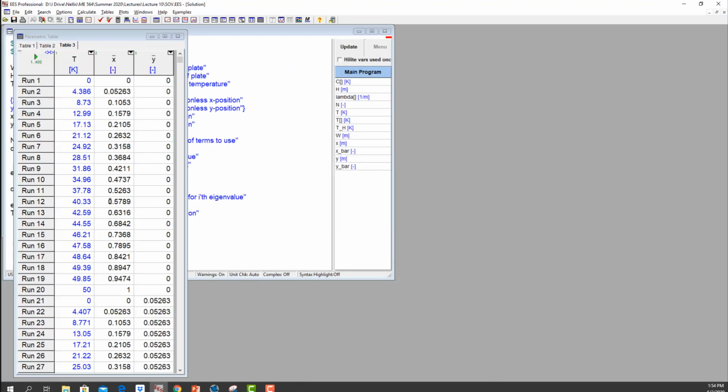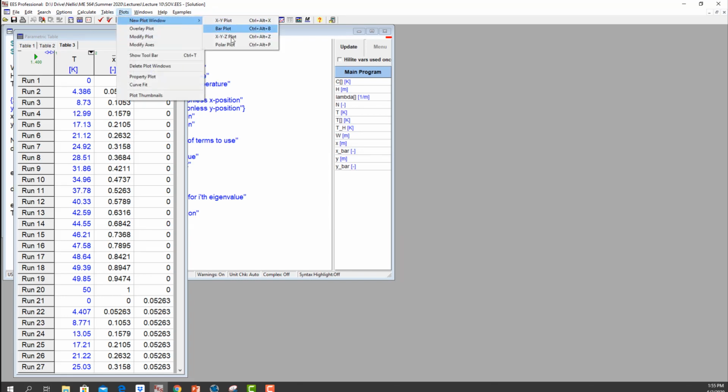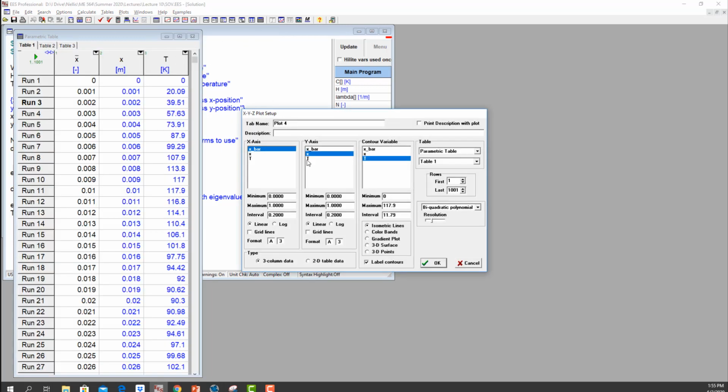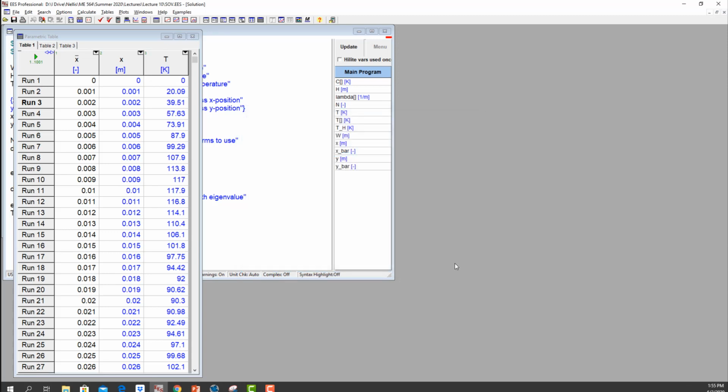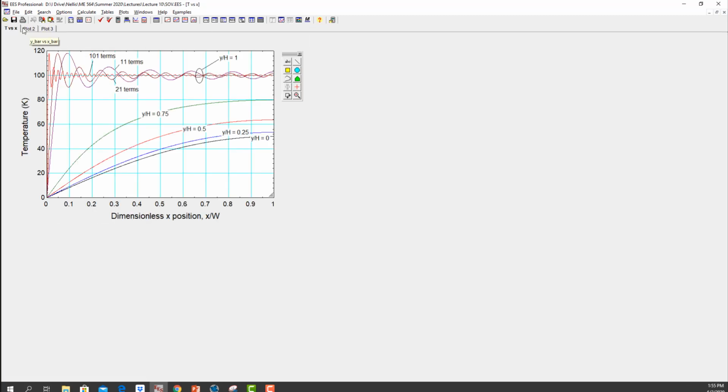Takes a little bit of time, but now I can make a three-dimensional plot. So if I go to plot here and do an XYZ plot, you can pick all kinds of things. This is isometric lines or color bands or gradients or even 3D surfaces. I already built one here so you can look at it.